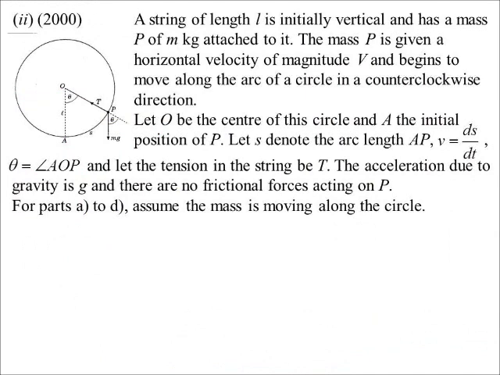The yo-yo question. A string of length L is initially vertical, so we're just hanging it down. It's got a mass m attached to it. So we're basically spinning it in a circle. It's a vertical circle. That's what we're dealing with here. So the forces involved, we'll have tension up the string, we've got the force due to gravity, and so on.